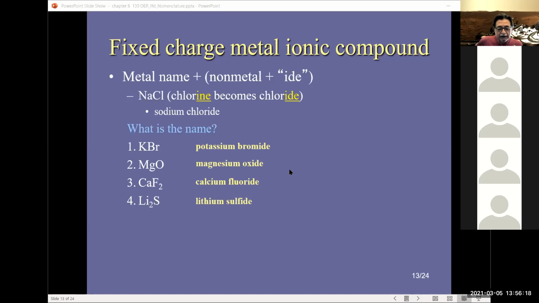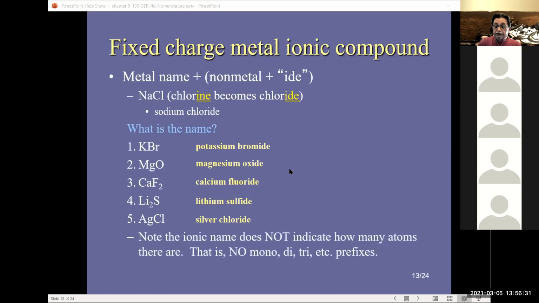Anyway, lithium sulfide. Then we got Ag, which is silver, Cl, which is chloride. Simply put, silver chloride. No prefixes involved with ionic compounds. You can mix and match here. Here we did potassium bromide, but you can go potassium oxide, potassium fluoride, potassium sulfide, potassium chloride, and the same with the others. So you have even an additional 25, 30 combinations here to add to your database.